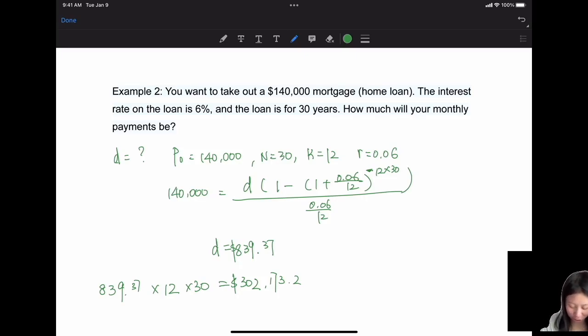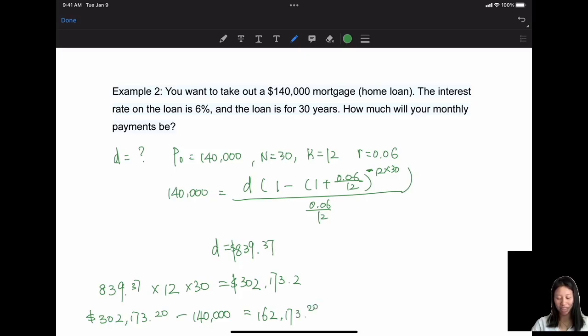That tells us how much interest you're paying. The total interest you're paying over 13 years would be $162,173.20. Are you shocked about that? Over 13 years, you pay more interest than your principal. Yes, that's how the bank makes money from you. So if it's feasible, try to pay it off as soon as you can.